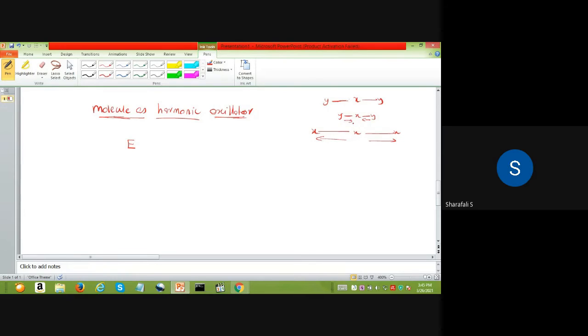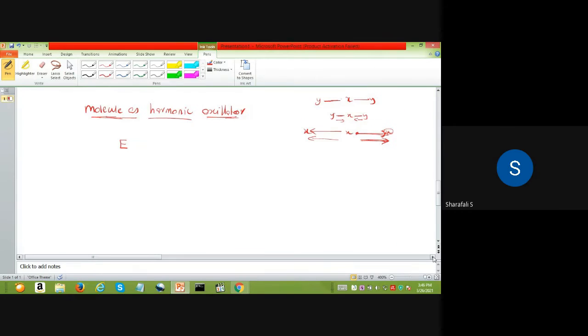Both will be coming towards the central atom at the same time, and both will be going away from the central atom at the same time. So both will be having the same kind of vibration, the same mode, and the bond length changes in the same direction. If this atom is going away from the central atom, this one is also going away from the central atom.